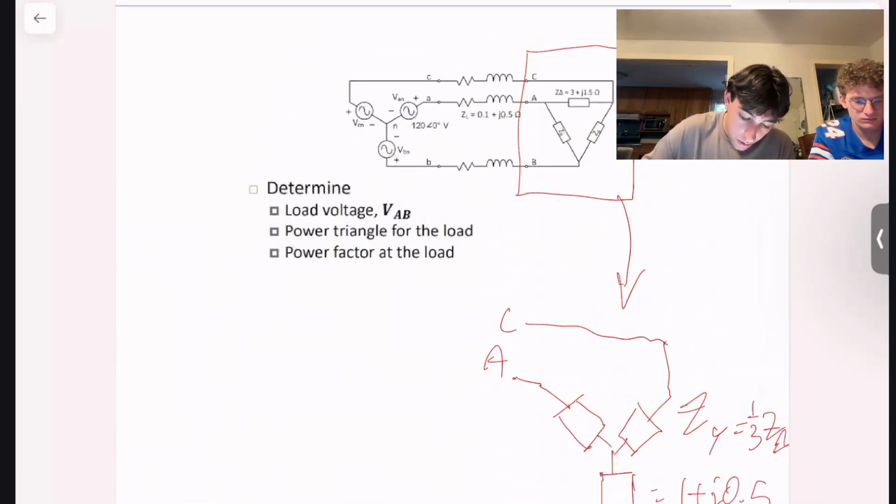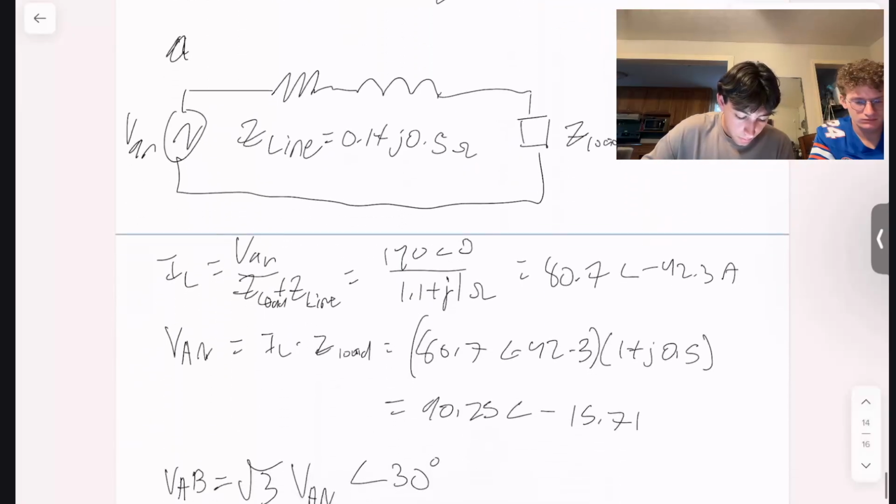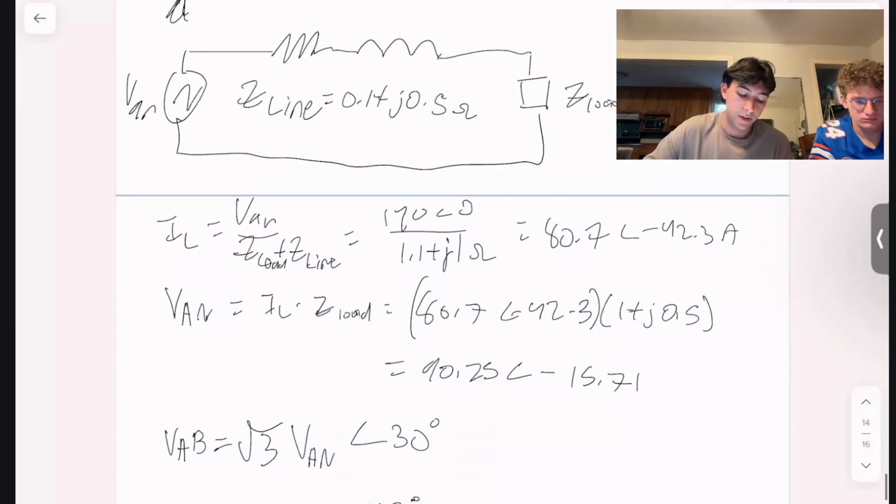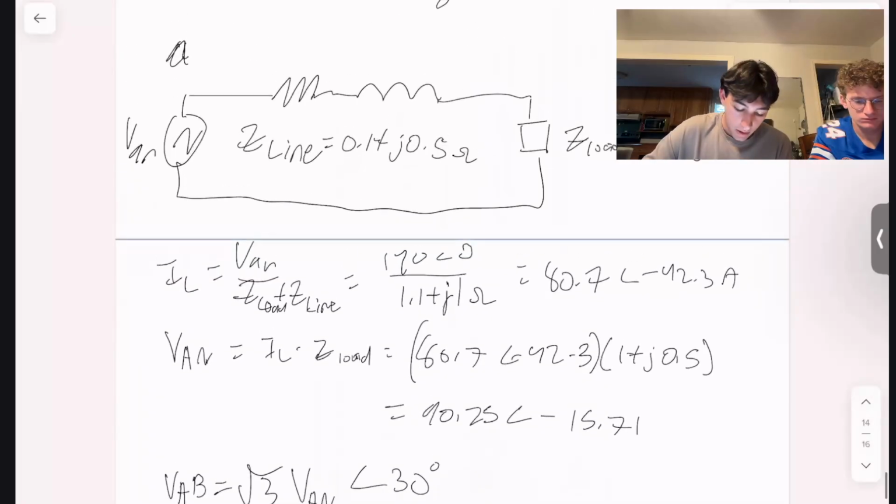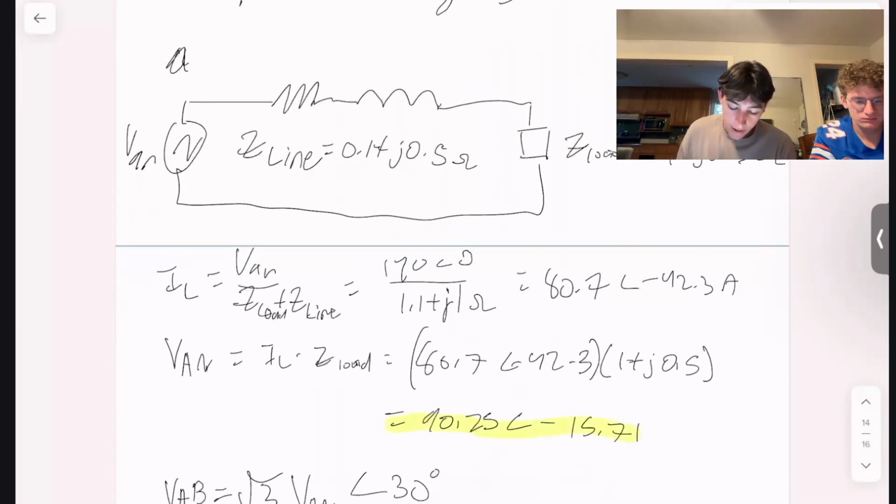from the load to the neutral. And this is just the voltage across your load. So it's IL times the impedance of your load. That gives you 90.25 at an angle of 15.71 ohms.